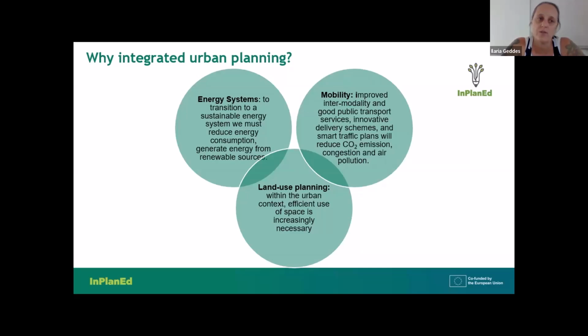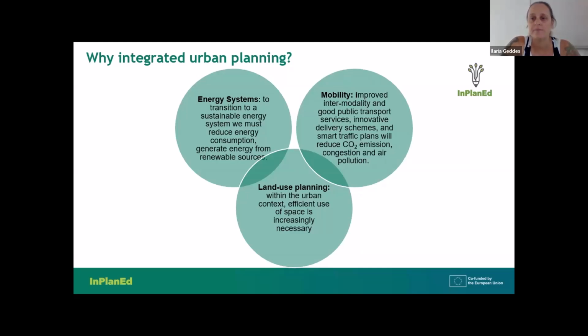So this goes back to the idea of co-benefits. The complexity of the challenges that are faced by cities means that the added value of solutions leads to multiple benefits for different sectors and at different scales. So the key sectors in this diagram are energy systems, because to transition to sustainable energy systems, we must reduce energy consumption, generate energy from renewable sources, and reuse energy waste.